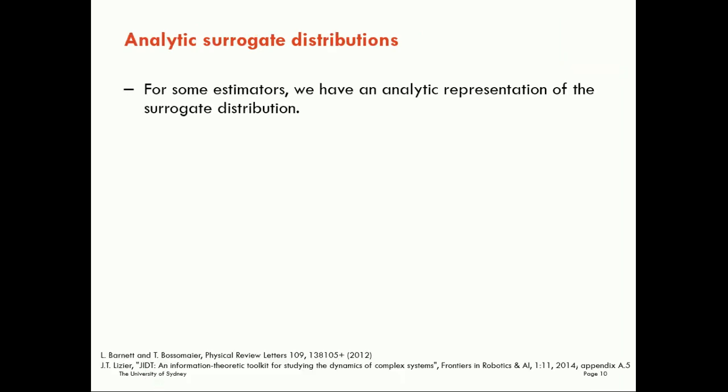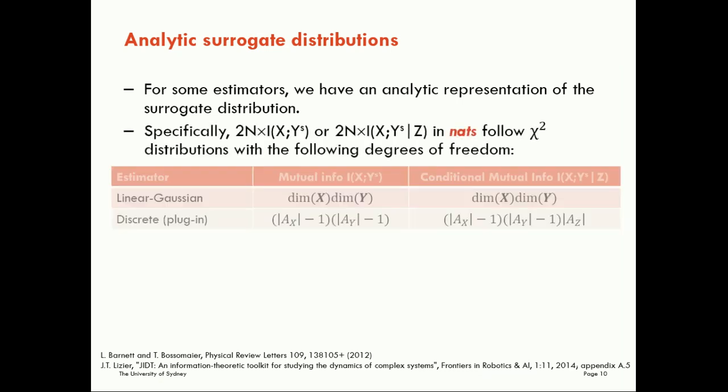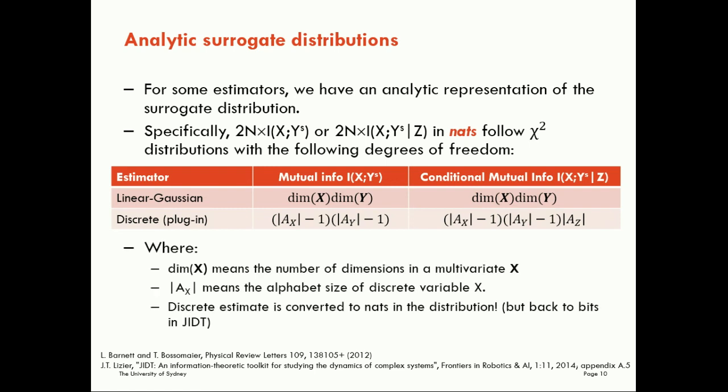Now for some estimators, we actually have an analytic representation of the surrogate distribution, which I think is quite interesting. Specifically, for the linear Gaussian estimator, for continuous value data, or for the discrete plug-in estimator, we know that 2 times the number of samples times the mutual information statistic follows a chi-squared distribution in nats. And this is with the following degrees of freedom, which are different between both types of estimators and between mutual information and conditional mutual information computations. Interestingly though, there's no difference between the MI and the CMI null distribution for the linear Gaussian model.